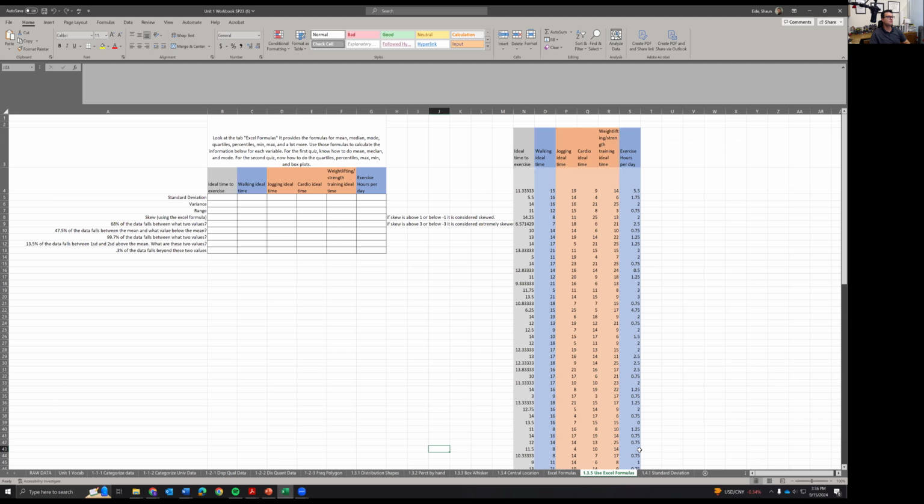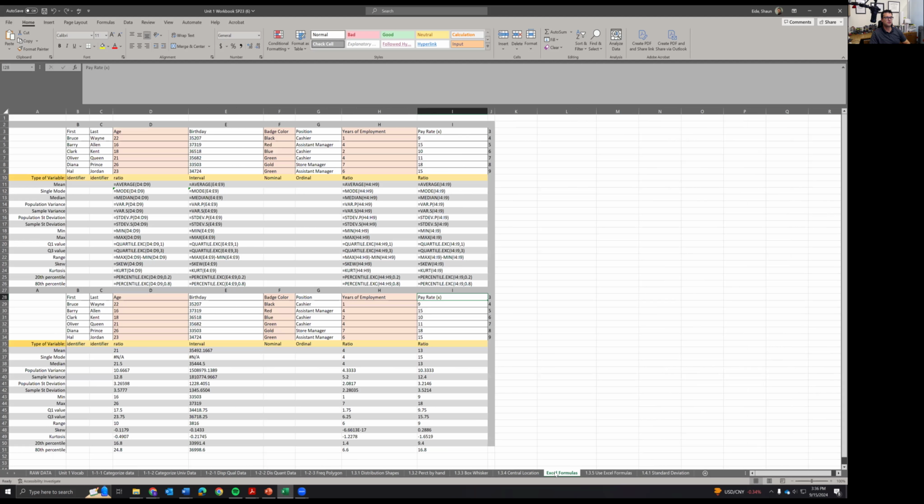Next, we have the Excel formulas right here. And so we've got average, mode, median, so on and so forth, going all the way down, and you'll see the actual Excel formulas here. So if you're like, hey, I would really like to see the Excel formulas for mean, mode, median, population, so on and so forth, it's all right here, and so you can look through that.